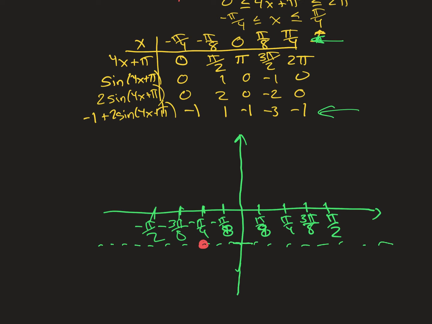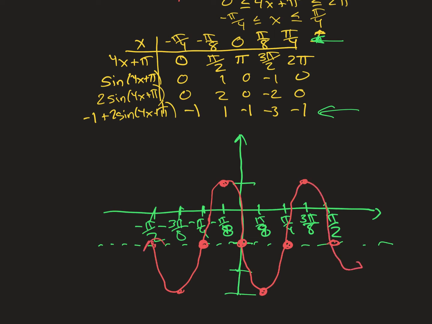And then, let me just draw all these in. And then at negative pi over 8, I'm up at 1. Then at 0, I am back down to my midline, negative 1. At pi over 8, negative 3. And at pi over 4, back to my midline, negative 1. And then I can of course, the goal is to be able to continue as much as you would need to be able to see that pattern. So you can continue in the same way. So my transformed graph looks like this.